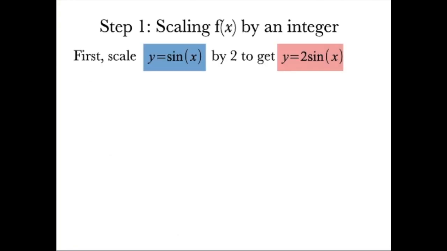Before we move on to looking at the chain rule properly, let's do a warm-up exercise. What we're going to look at is the function f of x equals sine of x, and we're going to multiply everything by 2 to get 2 times sine of x. And we're going to see how that affects the gradient of the graph.